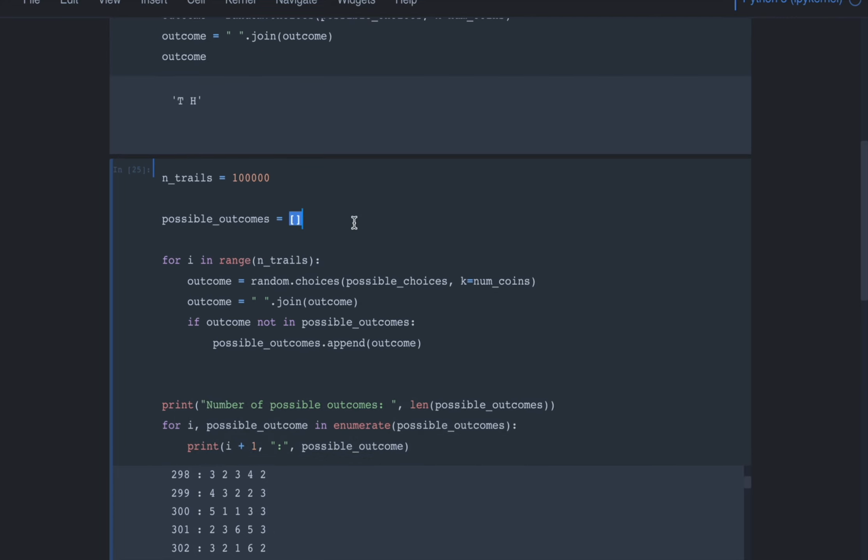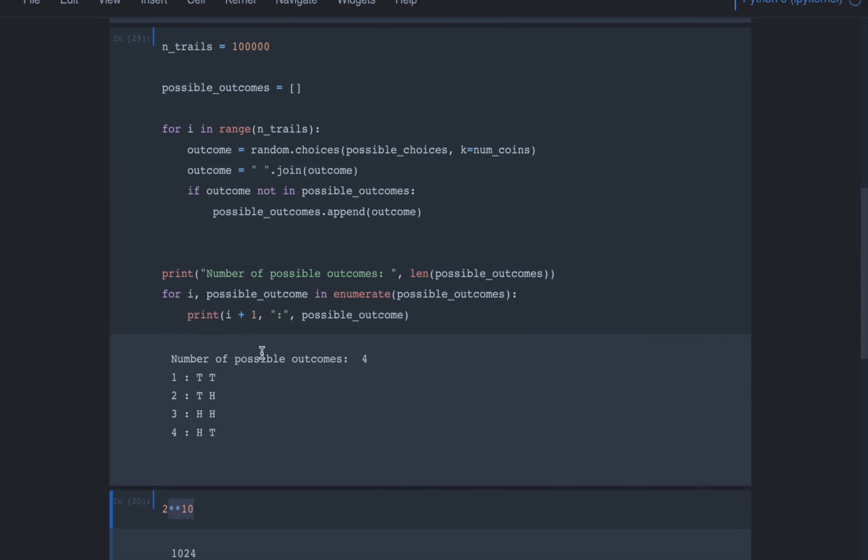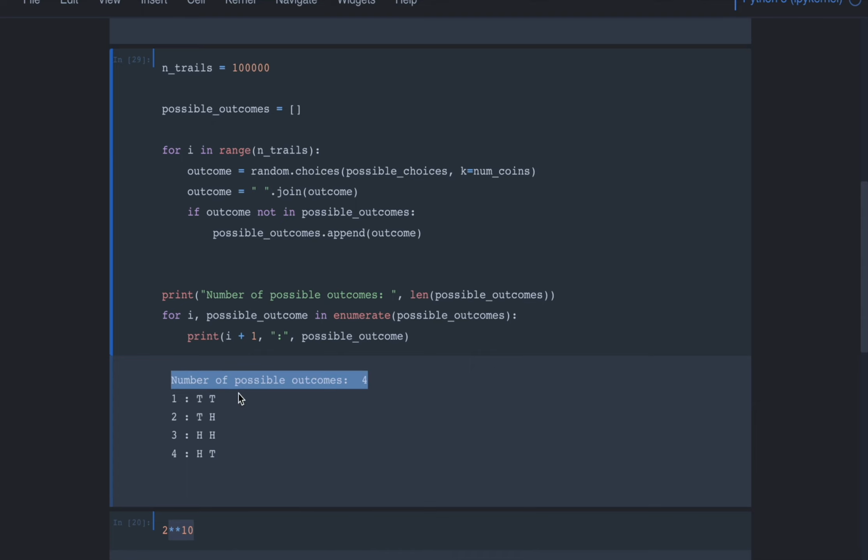For example, when we run this code, as you will see, it says when we flip 2 coins simultaneously, the total number of possible outcomes is 4, and those outcomes are: both could be tails, both could be heads, the first one could be tails and the second one could be heads, and the other way, the first one could be heads and the second one could be tails. So when we flip 2 coins simultaneously, the total number of possible outcomes is 4.